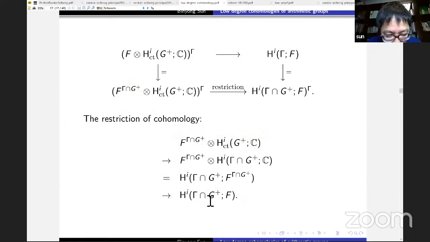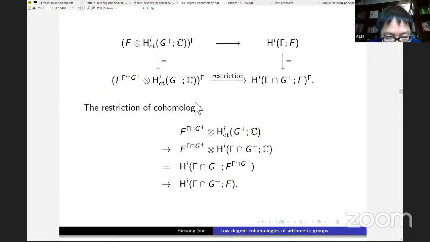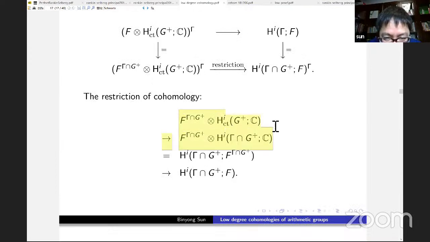This is defined in this way. We start from this tensor product, then this equals this. And then we have a restriction map from this cohomology space to this cohomology space. Gamma intersect G plus is a subgroup of gamma, so we have a restriction map from here to here. We get this map.